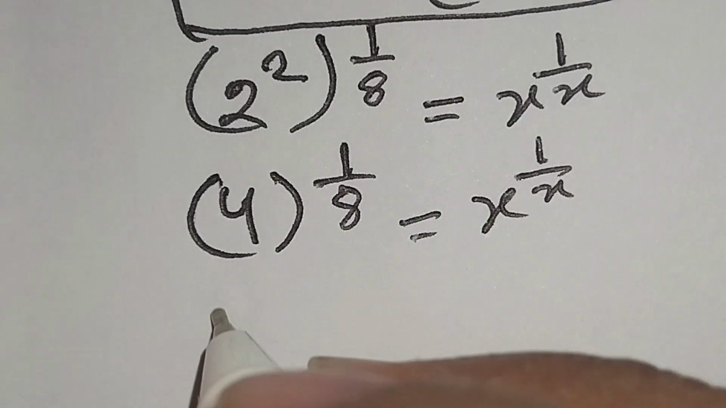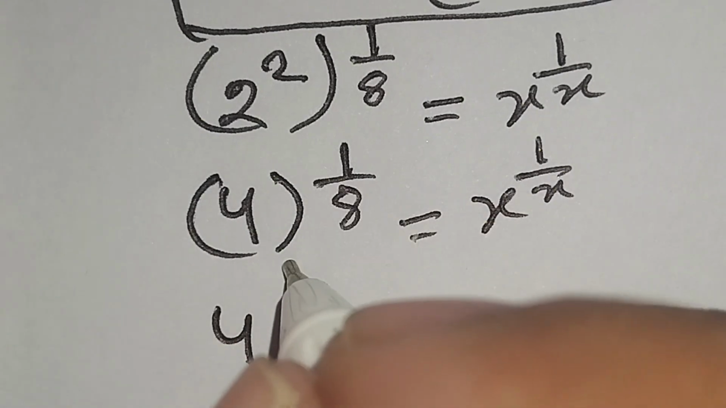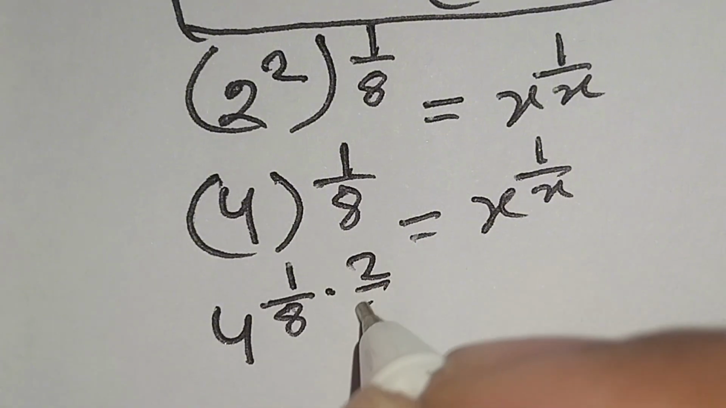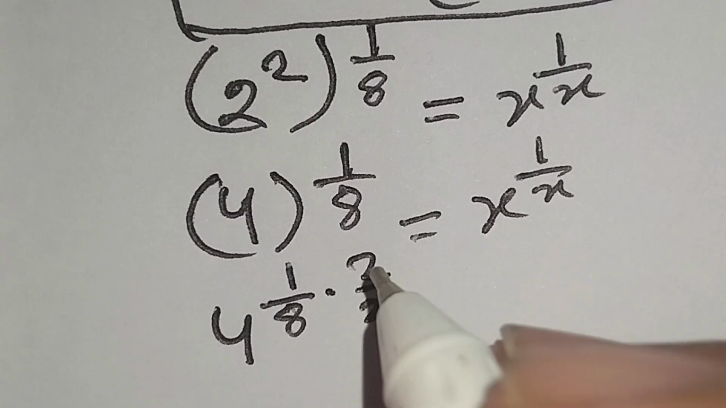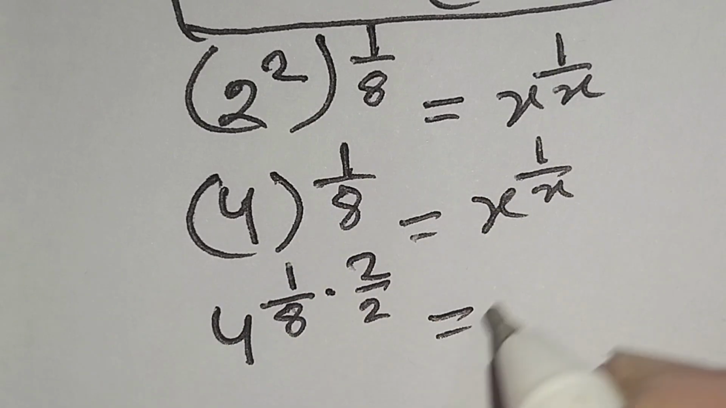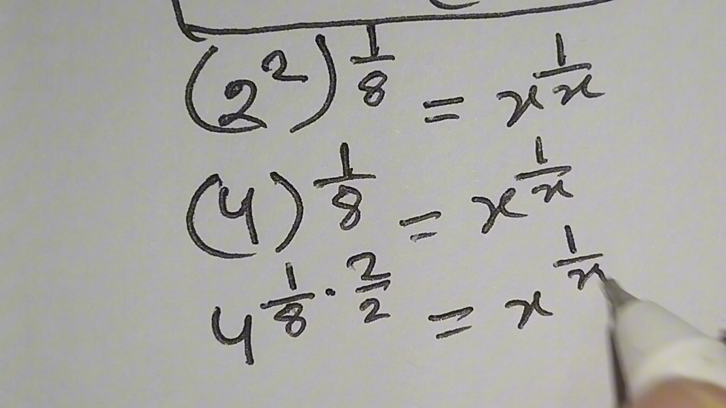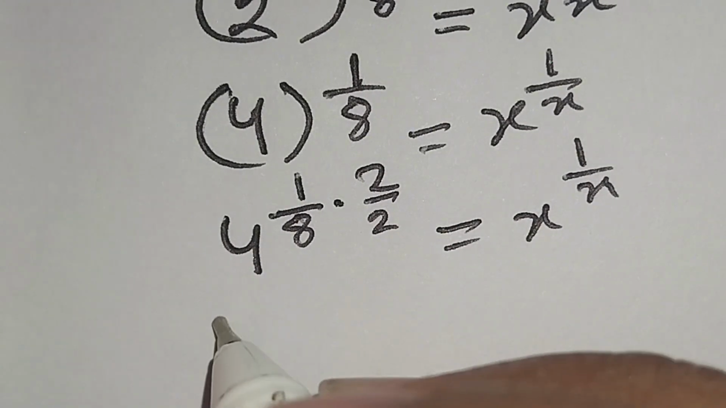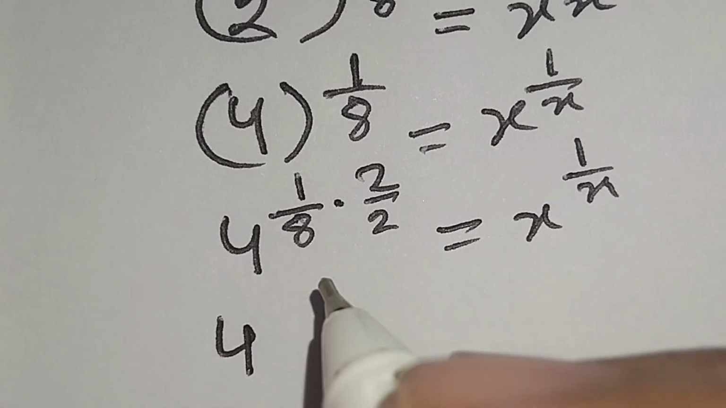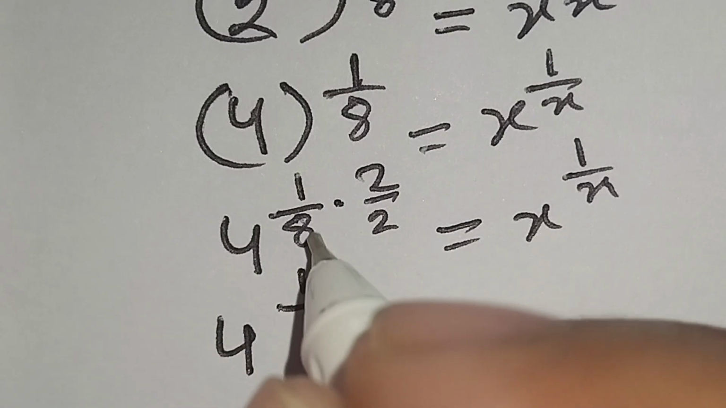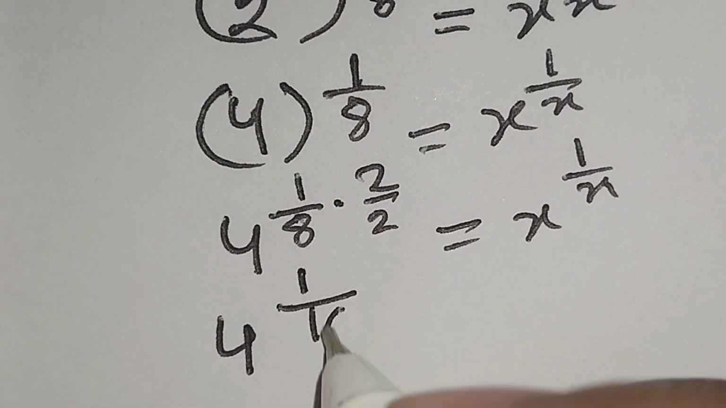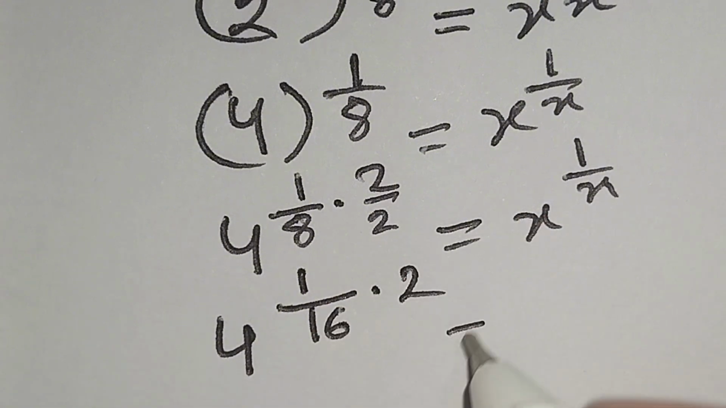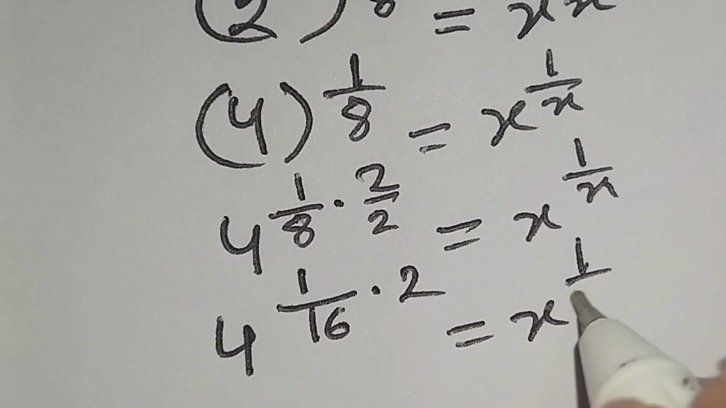Here 4 to the power 1 over 8, times 2 over 2. 2 over 2 means 1. So this and this are the same, equal to x to the power 1 over x. Here 4 to the power 1 over 8 times 2 is 16, so 4 to the power 2 over 16 is equal to x to the power 1 over x.